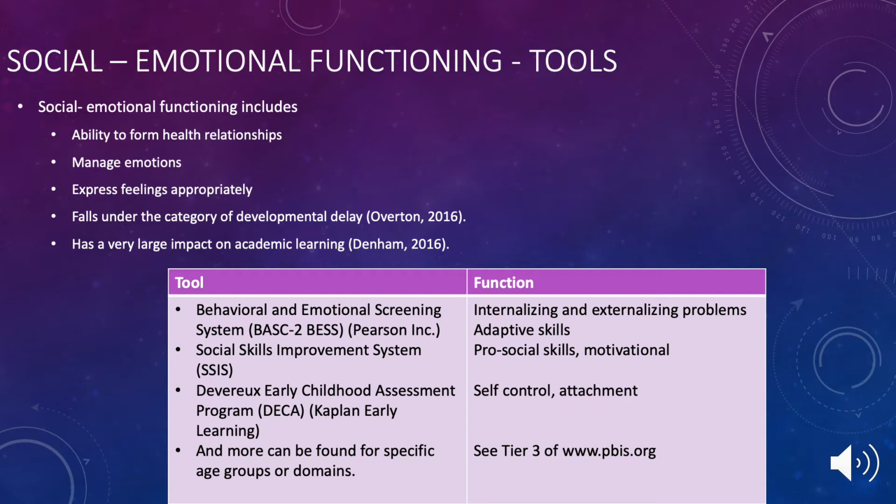Some of the tools that can be used are the Behavior and Emotional Screening System, and it looks for the student's ability to internalize and externalize problems and their adaptive skills. The next tool is the Social Skills Improvement System, and it's a pro-social skills program. It's motivational, and it is useful for developing and monitoring progress. We have the Devereux Early Childhood Assessment, and it assesses self-control and attachment issues.